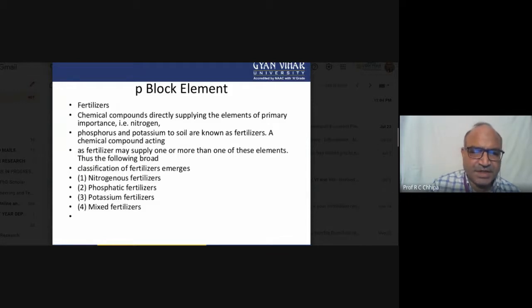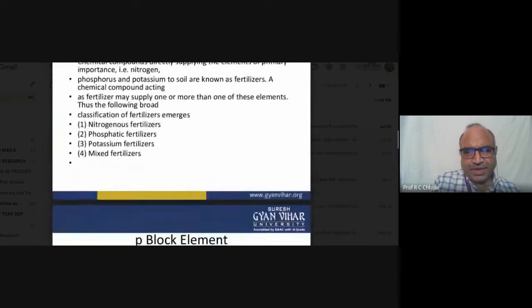Nitrogen and phosphorus are also part of the P block. Potassium fertilizer is related to the alkali metals. Now the mixing, whatever the NPK, the nitrogen containing compound, or how this evolves. So here we have to see the difference.